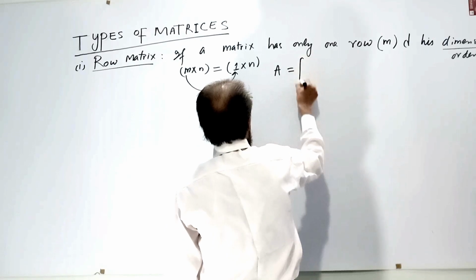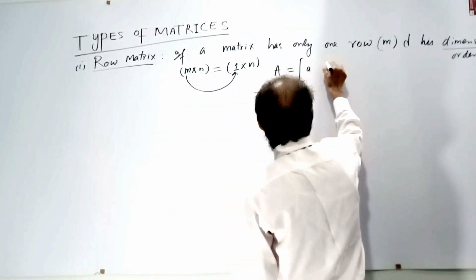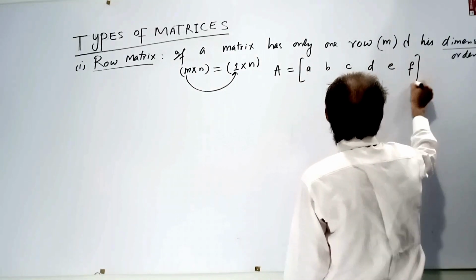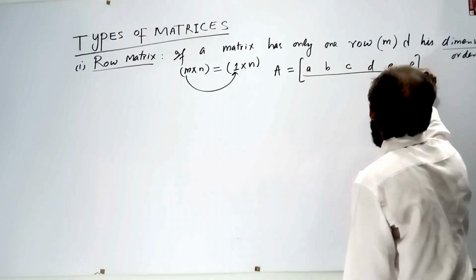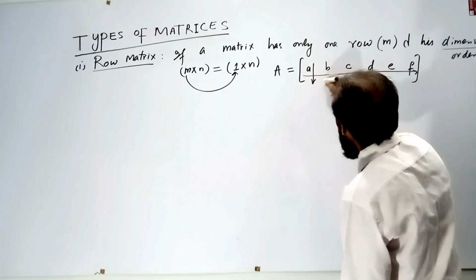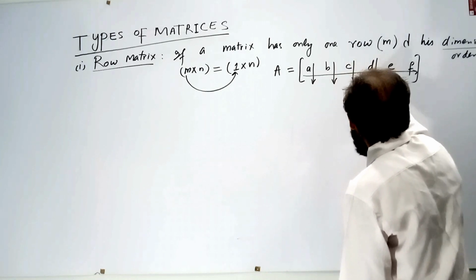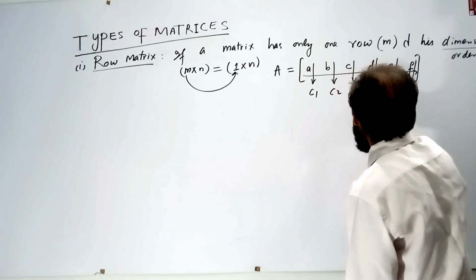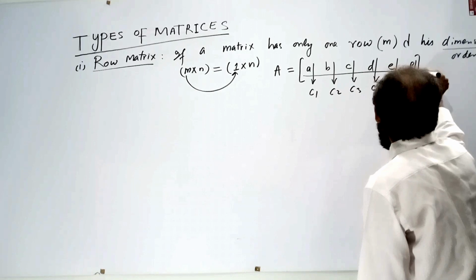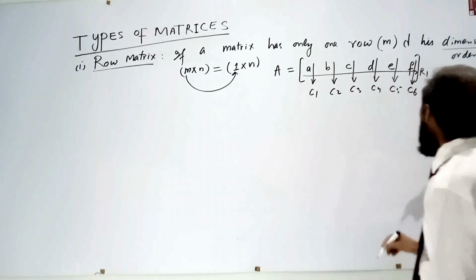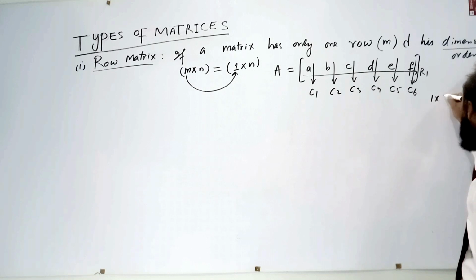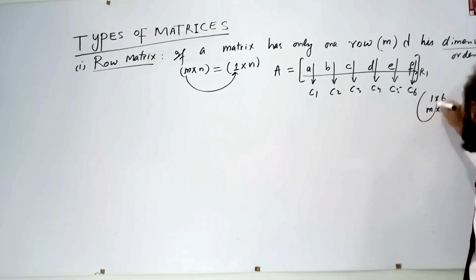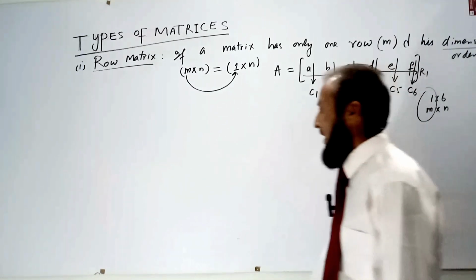A is one of the matrices, with just one row: A, B, C, D, E, F. Look here, there is just one row and many columns. Here there will be 6 columns, C1, C2, C3, C4, C5 and C6. And how many rows? Here 1 row. It means that the order is 1 cross 6, meaning 1 row and 6 columns.